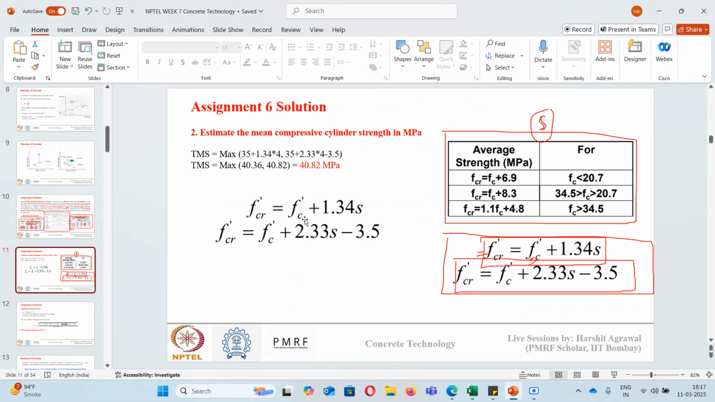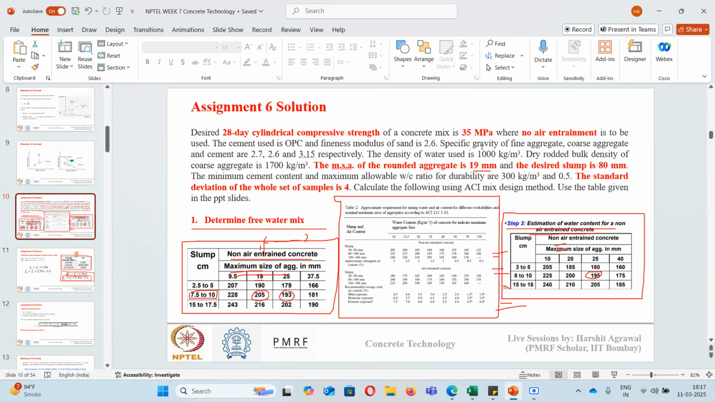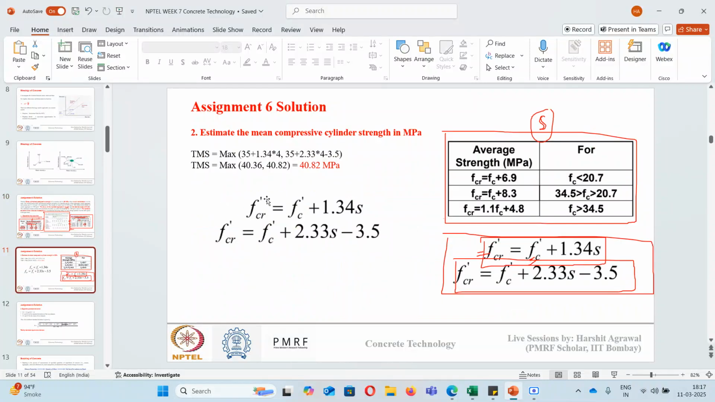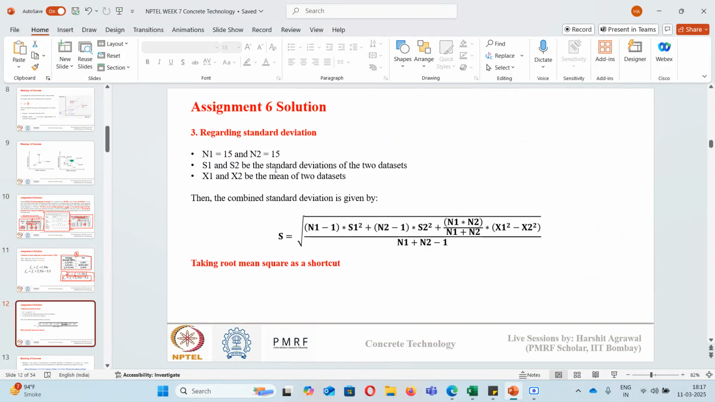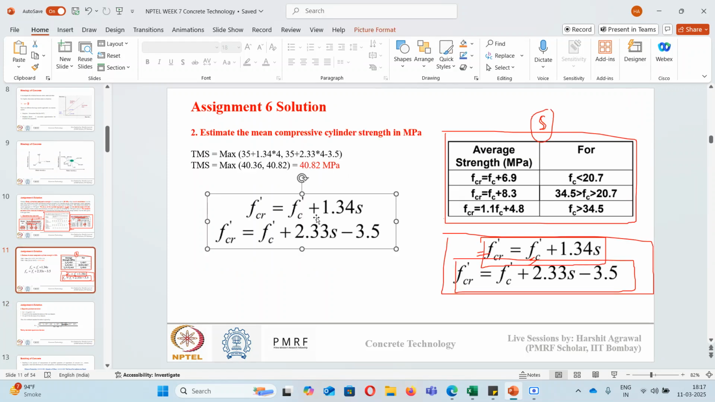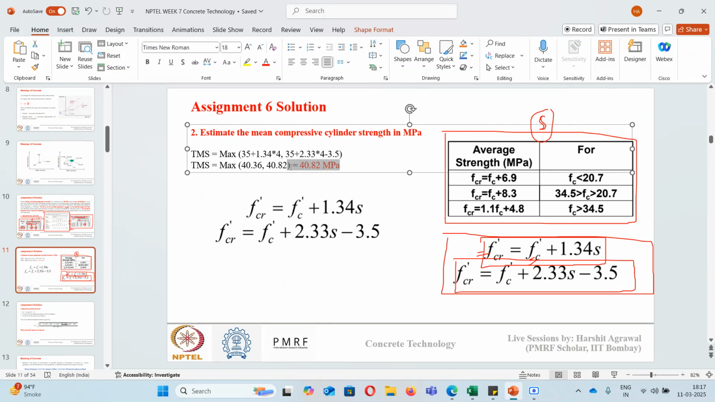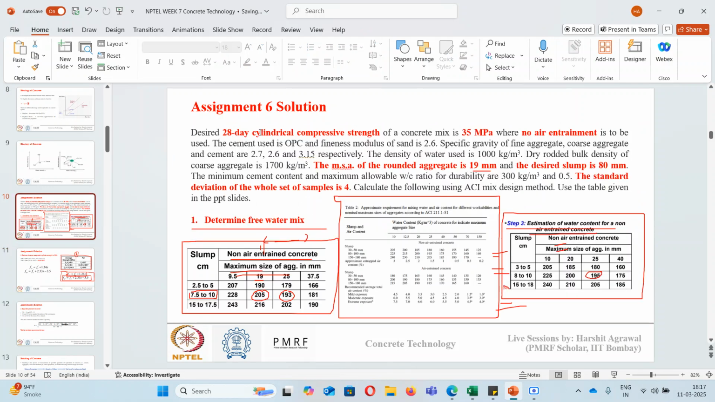Directly, you have the fc value that is given to you in the question, whatever it is, 35, 40. The standard deviation you need to calculate. If two standard deviations are given, you need to take the root mean square. If one is given, then you directly use these two equations, calculate the maximum, and report the value. Yes, exactly, sir. In the IS code we use cube strength as a base, but ACI says to use cylindrical compressive strength.